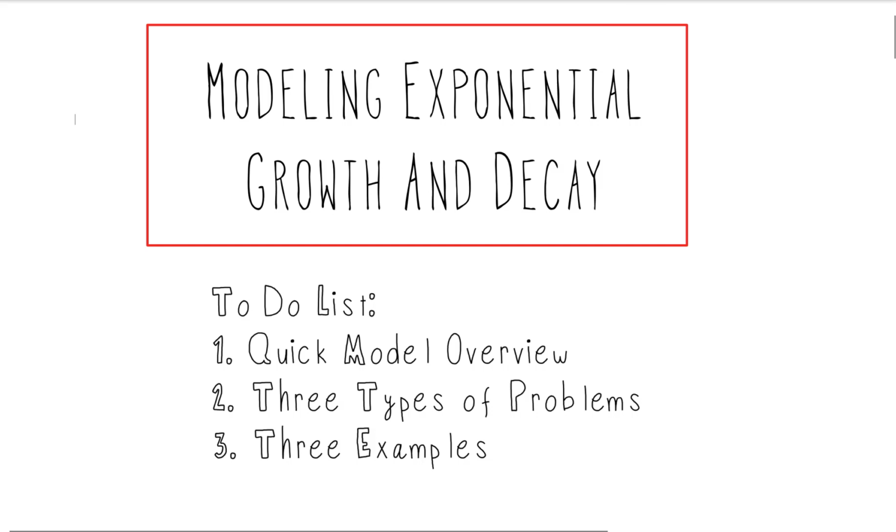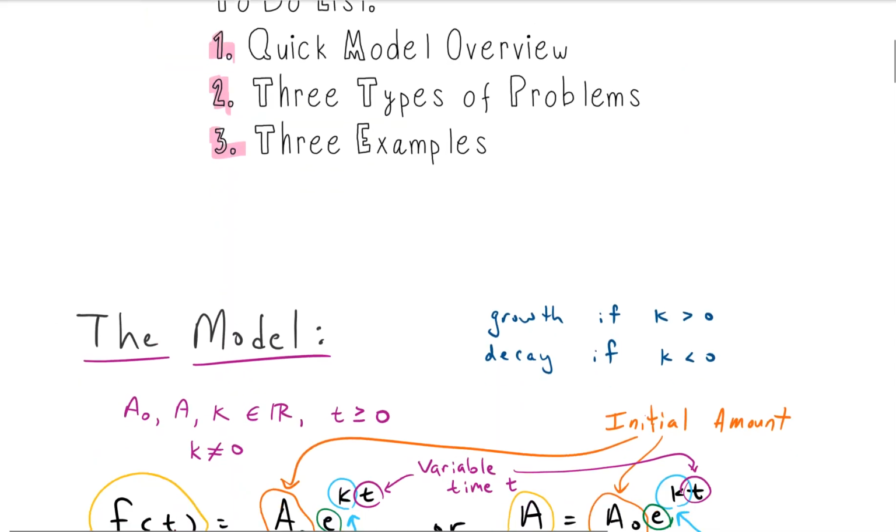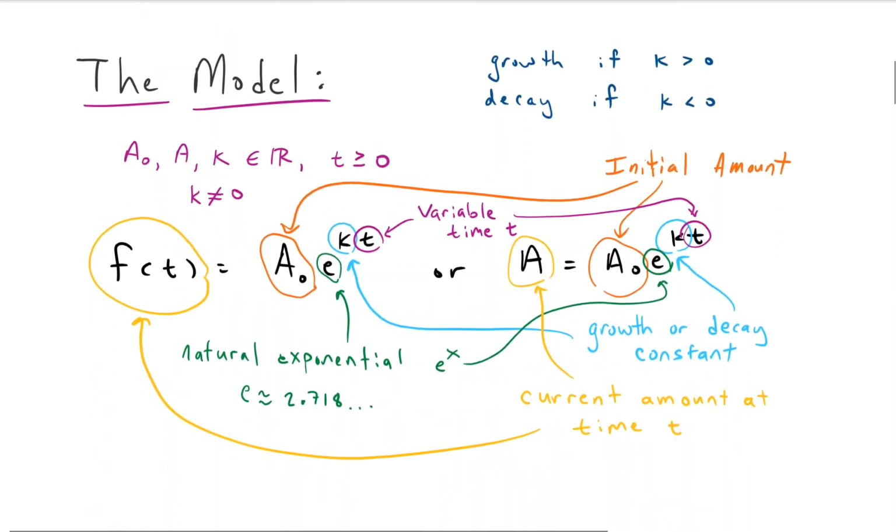Today we're talking about modeling exponential growth and decay, and here is our to-do list. First off, a quick model overview for those who might need a little refreshing on your exponential growth or decay models. Then we'll talk about three classic types of problems. I see these three types of problems in every algebra textbook that I've ever taught from. And then after we discuss those three types, we'll actually do three examples, one of each of the types. Let's start. Here's your quick model overview.